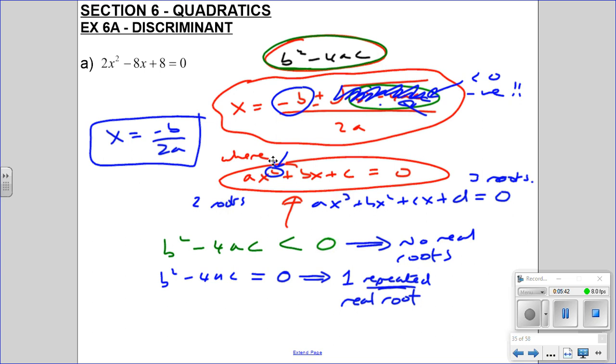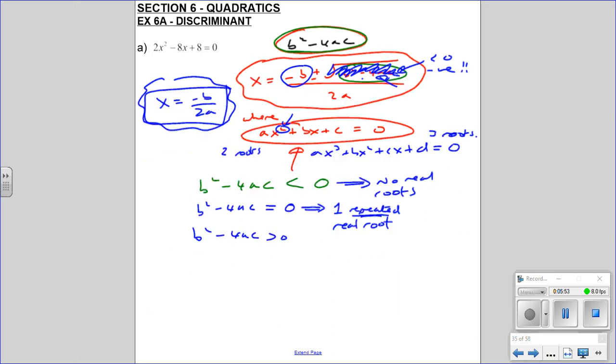And that would be our x equals minus b over 2a. And what happens if b squared minus 4ac is bigger than 0? Well, if b squared minus 4ac is bigger than 0, then if we write this again, minus b plus minus square root b squared minus 4ac over 2a, this thing in here is a number, and as it's bigger than 0, it's positive.